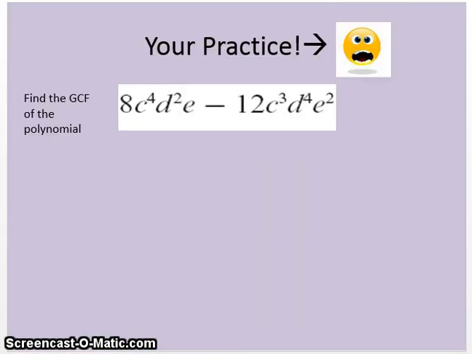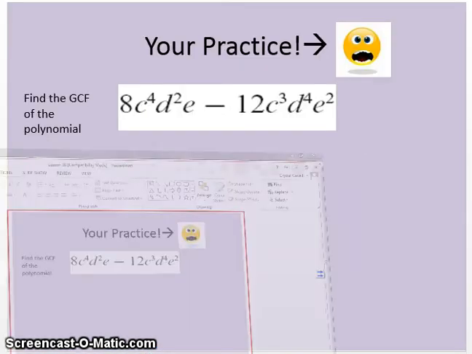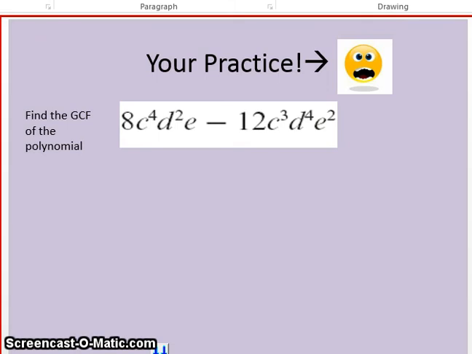Alright, here's another example. We want to find the greatest common factor of this polynomial. Now remember, this needs to be in your notebook. What I'm going to do is factor each term separately. So I'm going to start with 8c to the 4th d squared e. 8, remember, factors into 2 times 4, and 4 factors into 2 times 2. So 8 is 2 times 2 times 2.